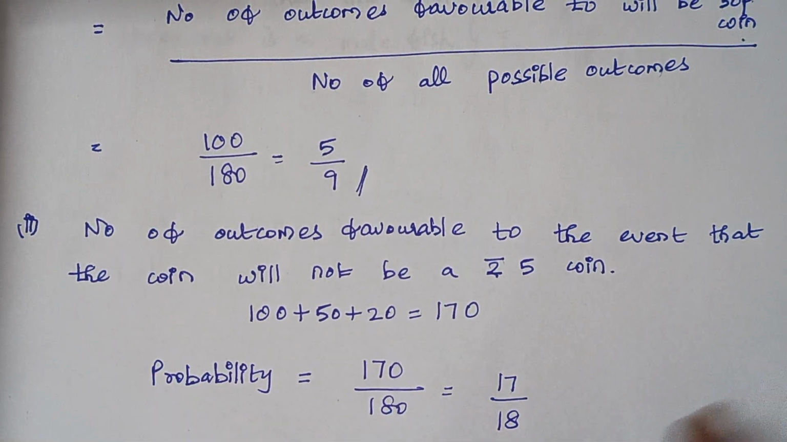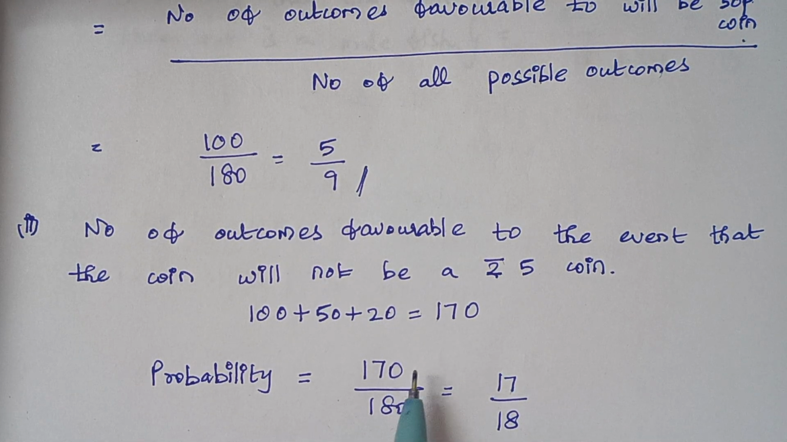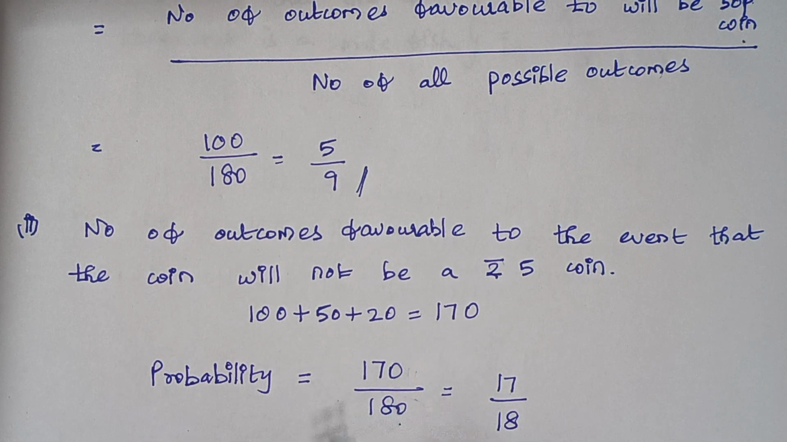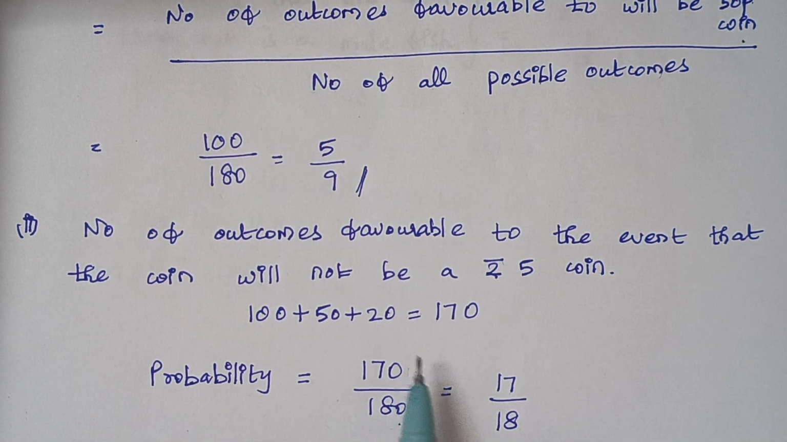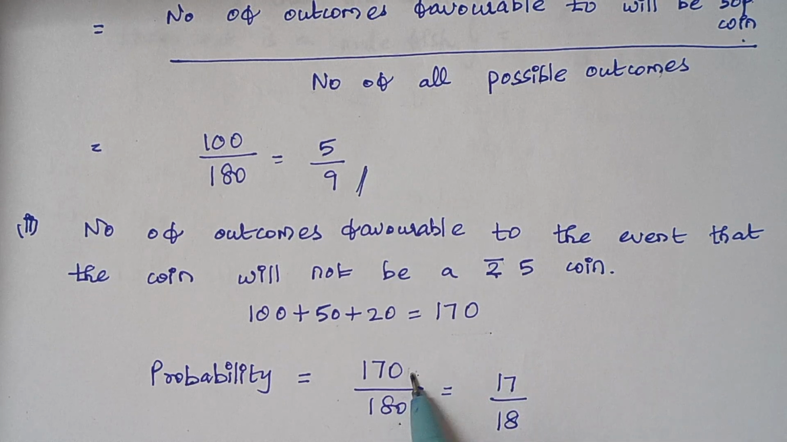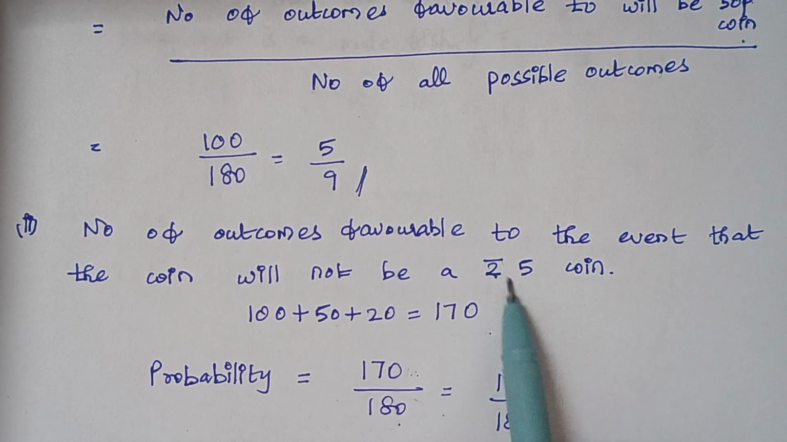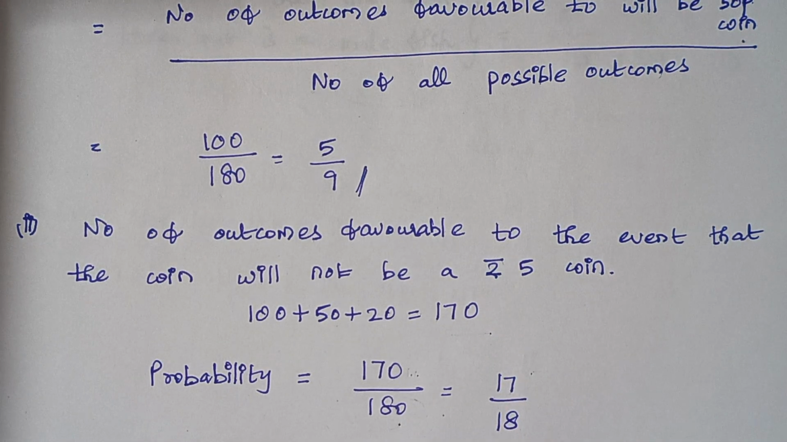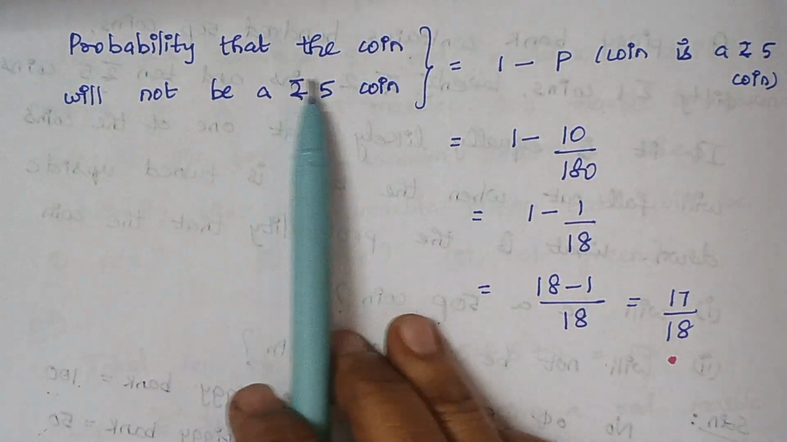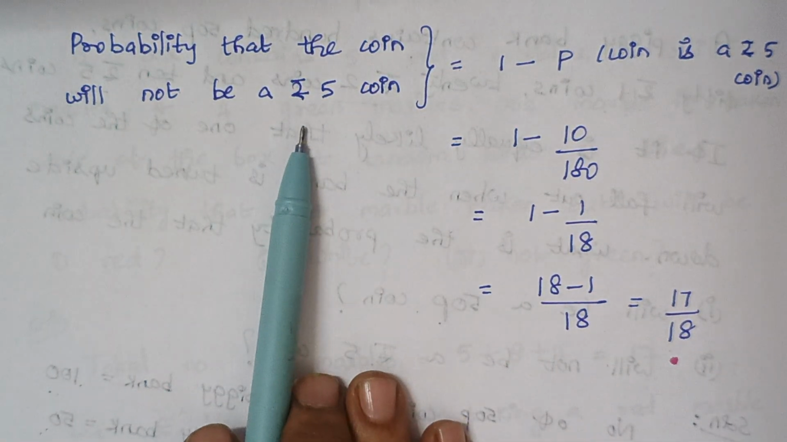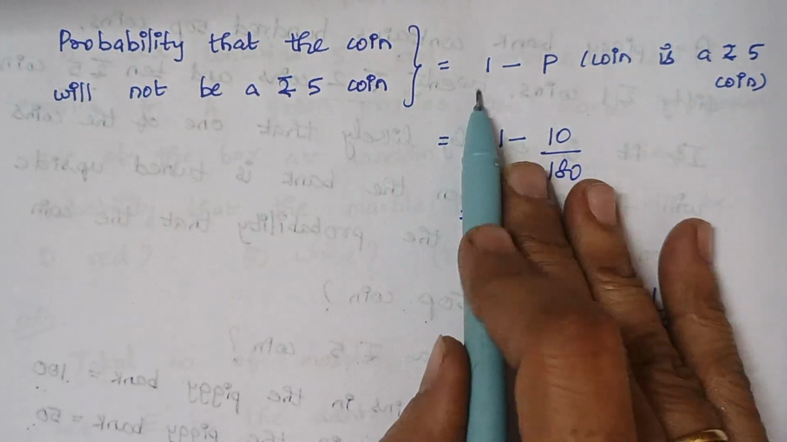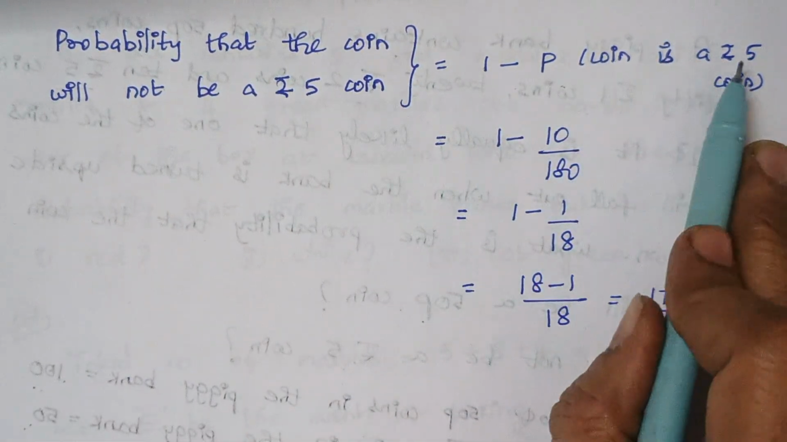Here again the denominator is the number of possible outcomes and the numerator is the number of favorable outcomes. The favorable outcome is 170. So 170 by 180 gives 17 by 18. Or in a simpler way, you can find the probability of selecting a 5 rupee coin and subtract it from 1. The probability that the coin will not be a 5 rupee coin is obviously 1 minus the probability that the coin is a 5 rupee coin.